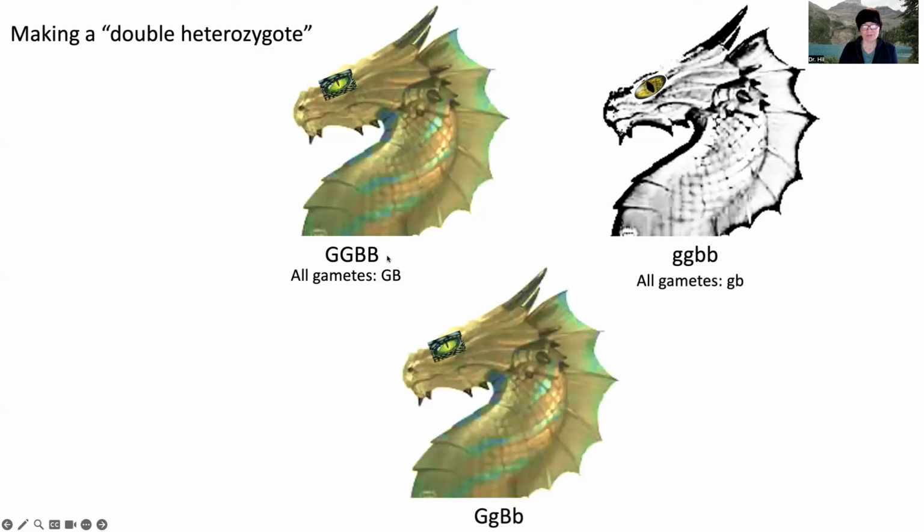If you mate these together, because all the gametes from this are going to be big G, big B, and all the gametes from this are going to be little g, little b, then you will get this double heterozygote, big G, big B, little b. It's not the only way to do it, but it's one way.